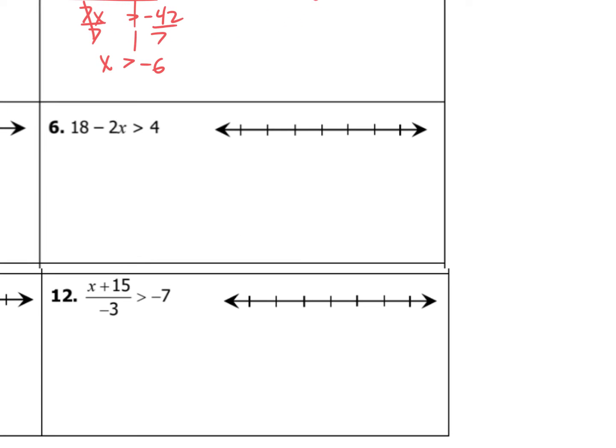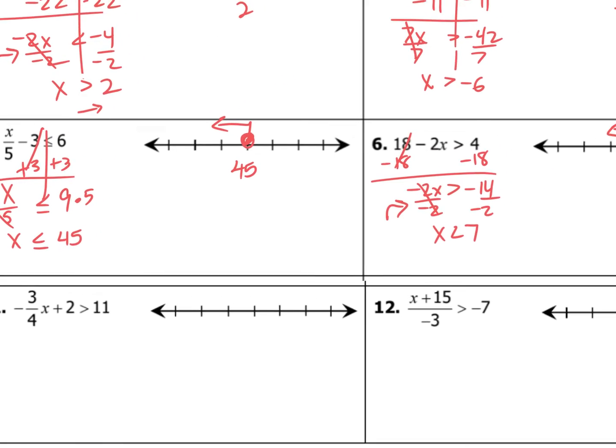Number 6. Don't get tripped up just because they put the constant first. Subtract 18. Then divide by -2 since we're dividing by a negative. And you get x is less than 7, it's open dot, shaded left.